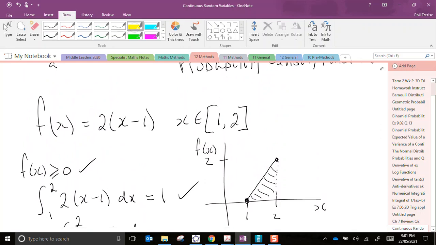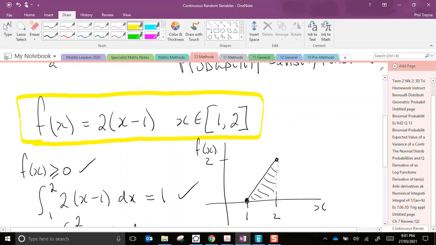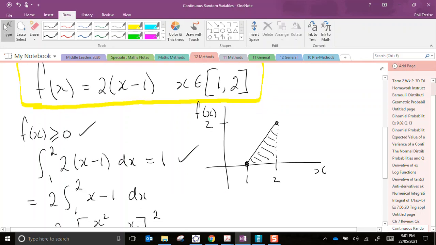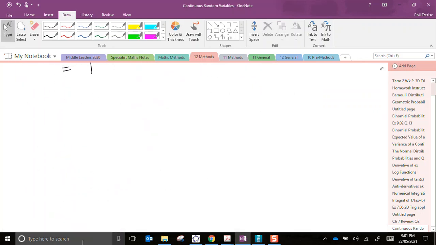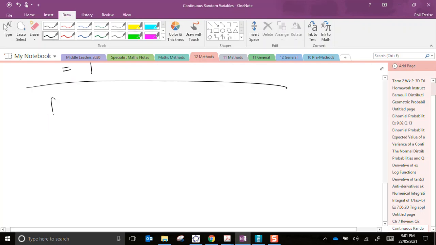This statement here represents a probability density function because it meets the two criteria. The criteria being that the function is equal to or greater than 0 across the domain, and that the area underneath the function equals 1. That's lovely. What if we try a slightly different one? Here's a nice idea. What if we try this one?